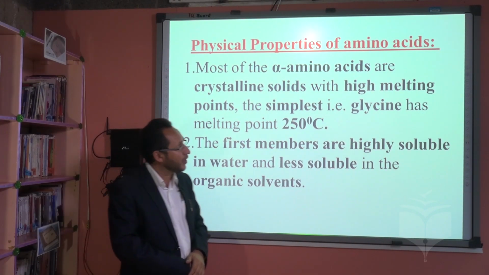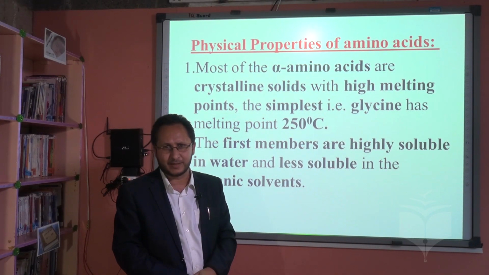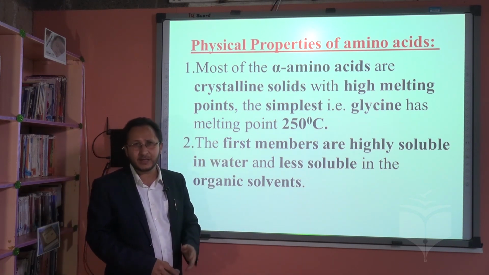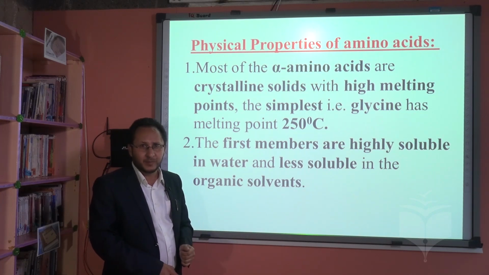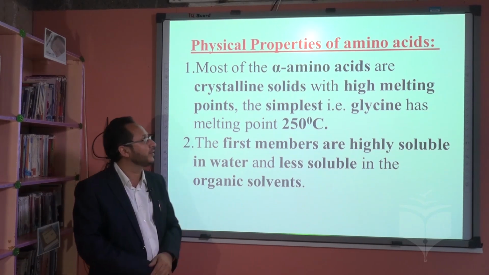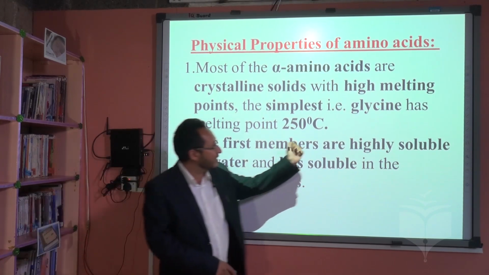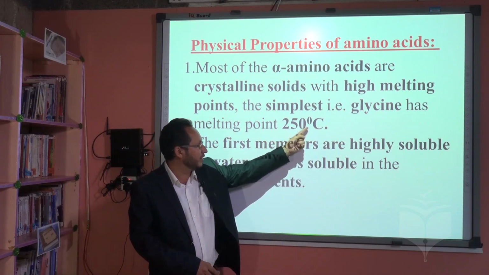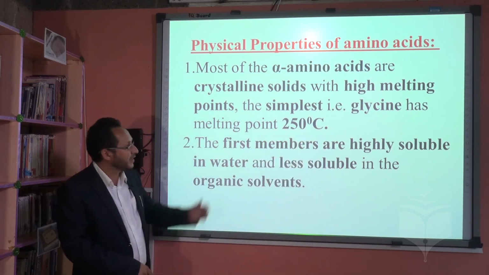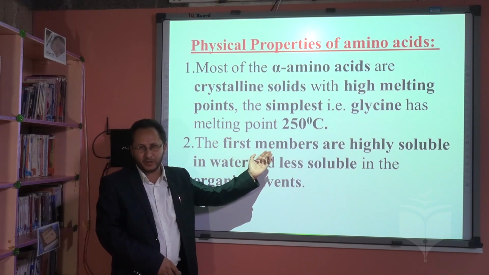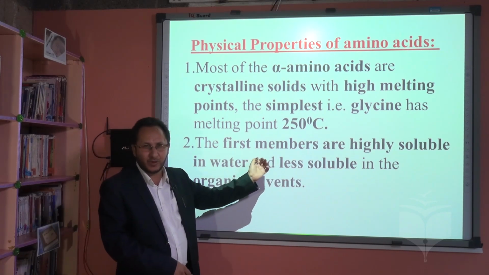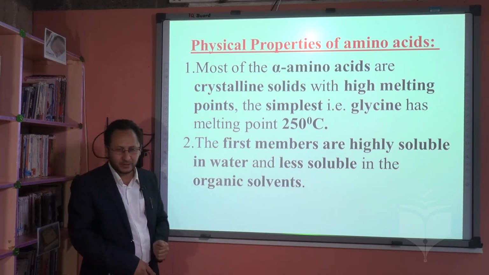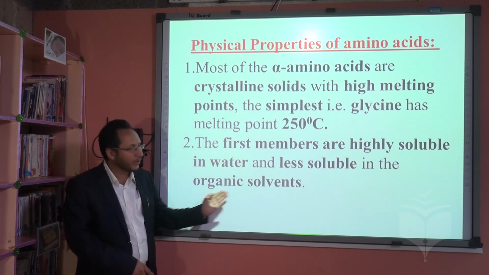Now, the physical properties of alpha amino acids. Most of the alpha amino acids are crystalline solids with high boiling and melting points. For the simplest amino acid, the melting point of glycine is 250 degrees Celsius. The first members of the alpha amino acids, glycine and alanine, are highly soluble in water, but less soluble in organic solvents.